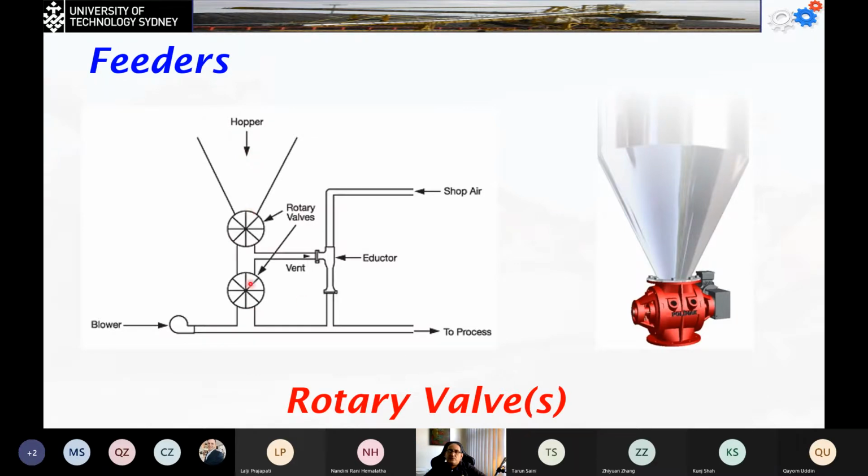Now, why do we have the two rotary valves here? Because this will simply send the material in a batch, which is going to be filled here. Now, the feedback from the shop air is going to pressurize the material further down, and then we're going to prevent any possibility for the air to pass through the walls and push the material backward.